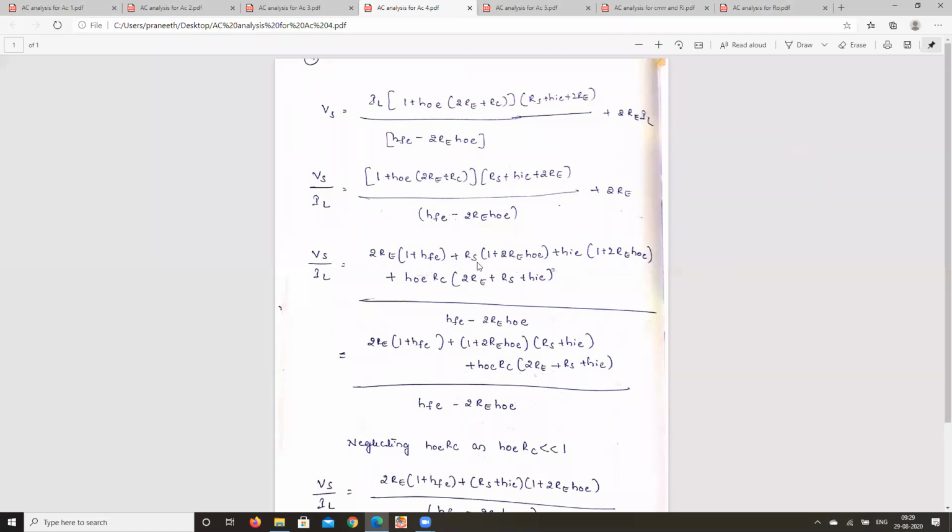So again, in this expression, నాకు మళ్ళీ రెండు terms common గా కనిపిస్తున్నాయండి. If you see here, 1 plus 2 Re Hoe and 1 plus 2 Re Hoe. So what I have done here is, again I have taken 1 plus 2 Re Hoe common, so that you will be getting Rs plus Hie. So again, the entire numerator has been rewritten like this. If you want, you can see. Just note it down, guys.